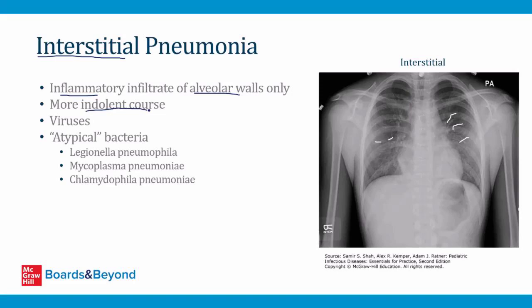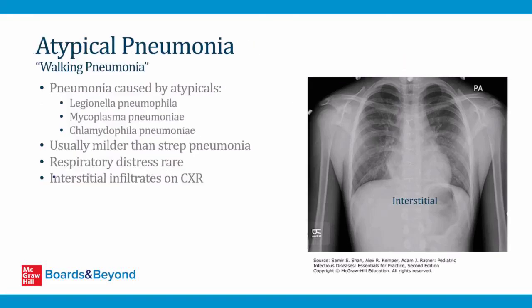Patients don't feel quite as ill as they do with other forms of pneumonia. This type of pneumonia can be caused by viruses. It's also caused by certain types of bacteria that are called atypical bacteria. This includes Legionella, Mycoplasma, and Chlamydophila. These bacteria have unusual bacterial characteristics, which I talk about in other videos, and they tend to cause this form of pneumonia. You'll sometimes hear the term atypical pneumonia.